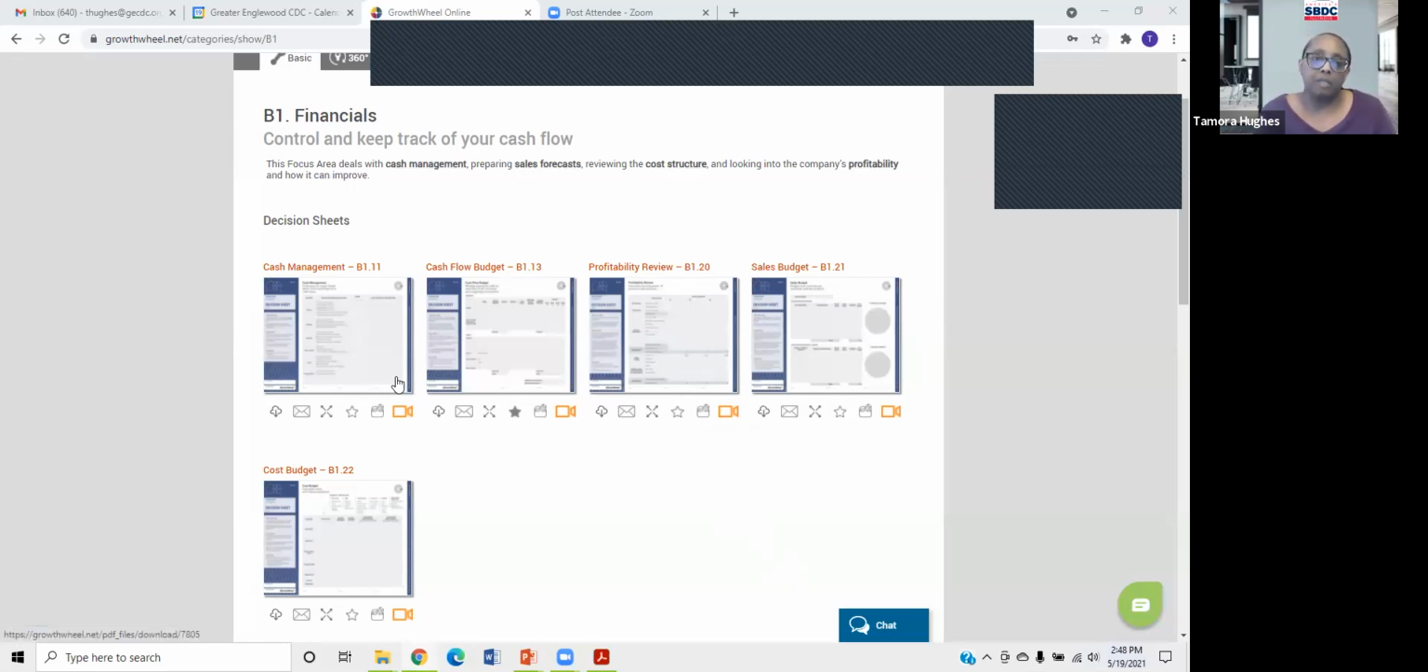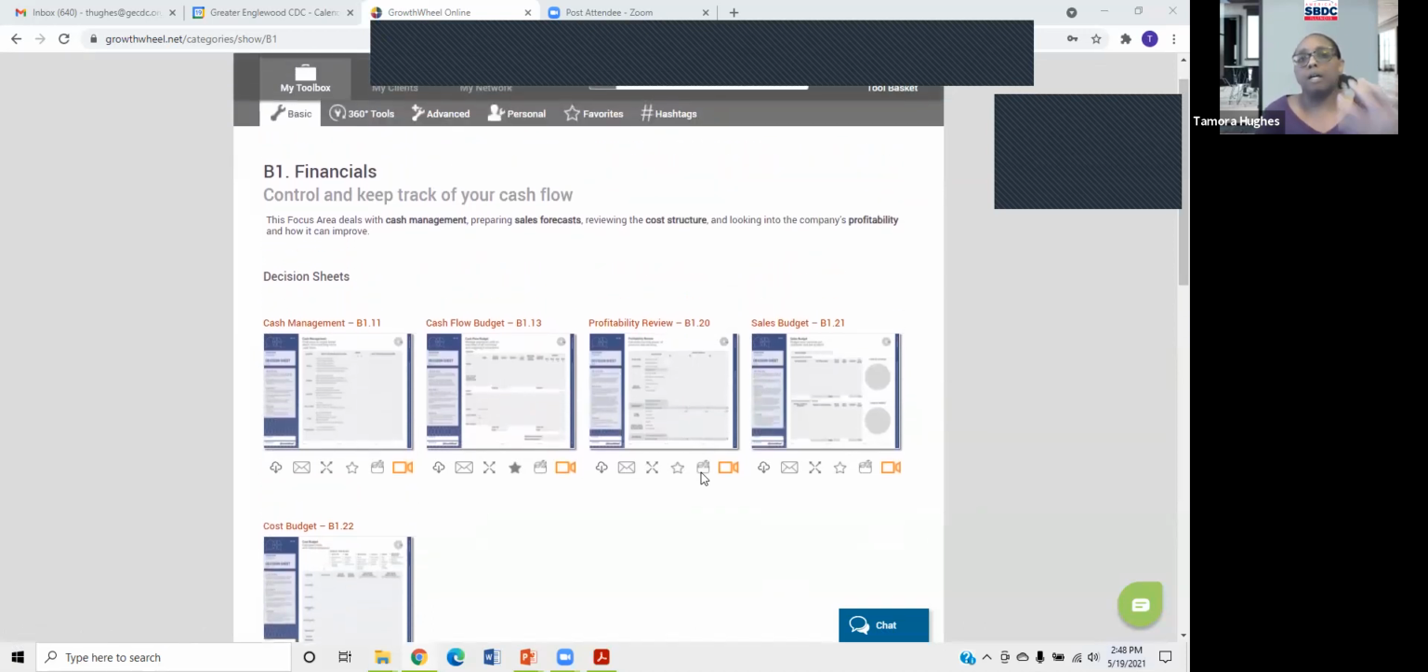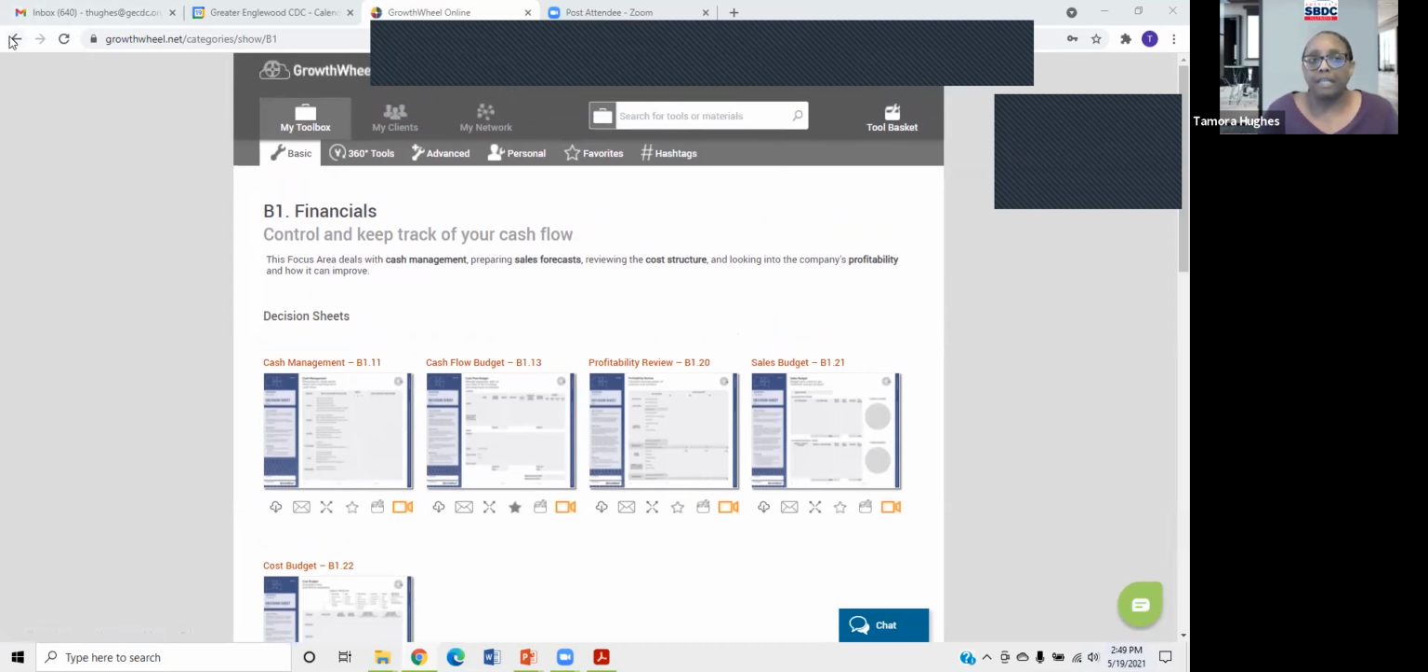So we did the cash management, we did the cost budget. There are other budget worksheets, but again, you reach out to us as your advisor. We can send you these worksheets. There's also a video that's attached to the decision sheets as well, so that they give you a review of what it is and how it works if you have questions relating to that.